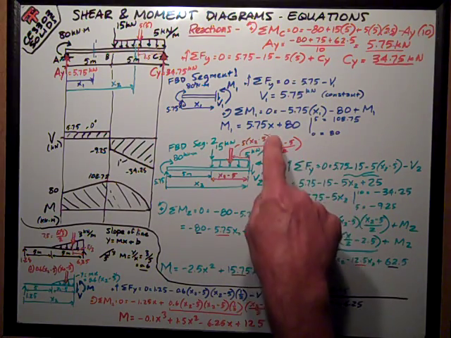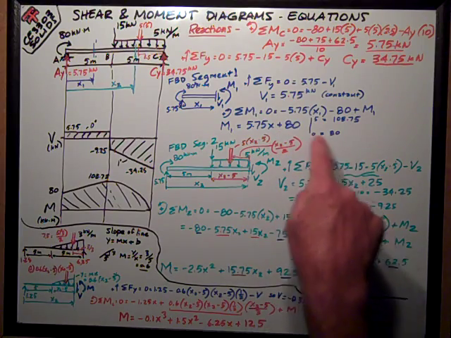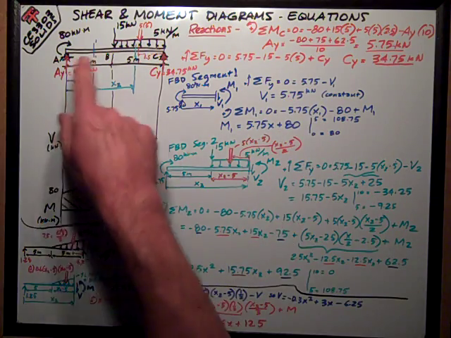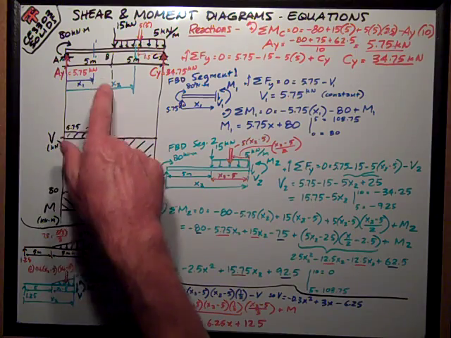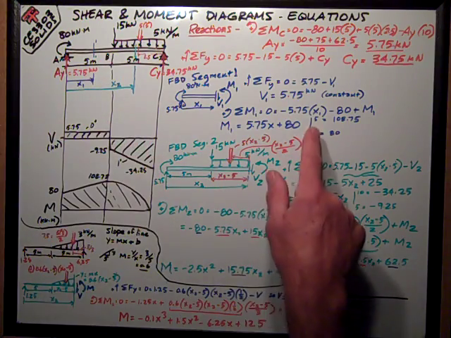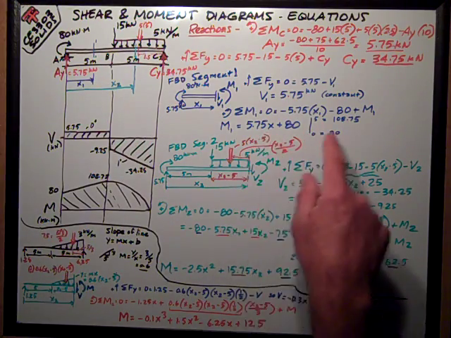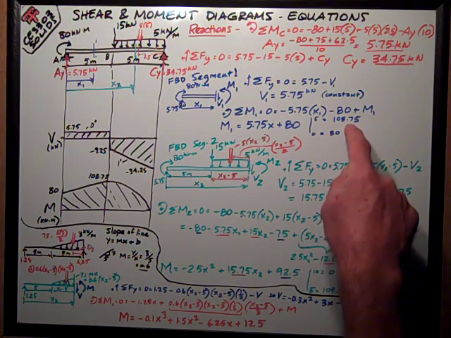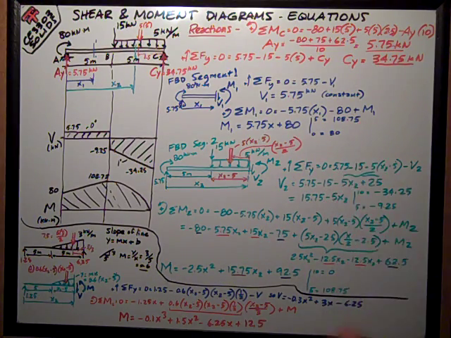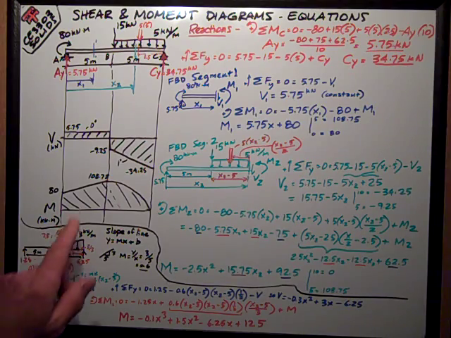I can evaluate it at its boundary conditions. At 0, plug in 0 for x and I get 80. The other end of the boundary of that first segment is at x equals 5. So plug that value 5 in there and I get my moment is 108.75 kilonewton meters. We'll graph that here in a second.